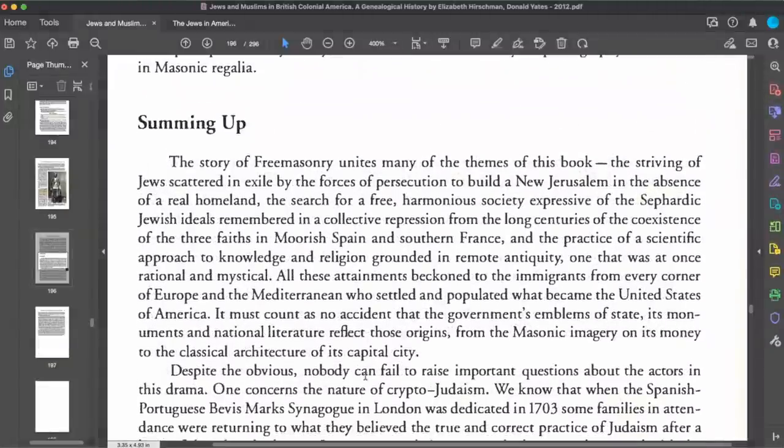We continue in the book. It says, summing up, the story of Freemasonry unites many of the themes of this book.